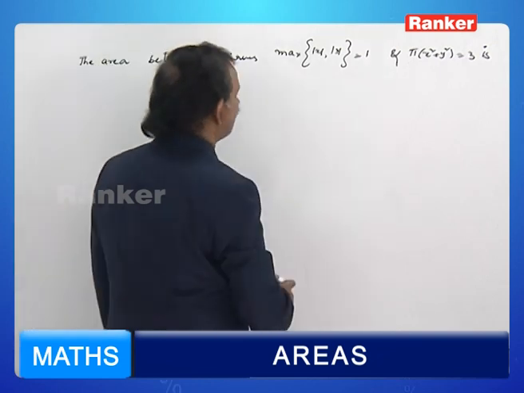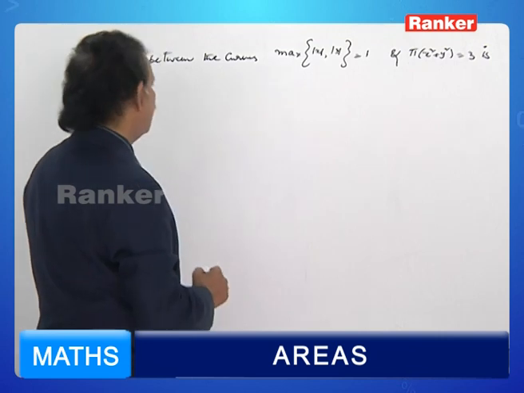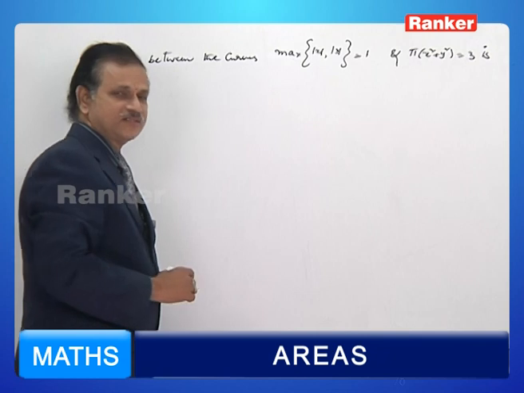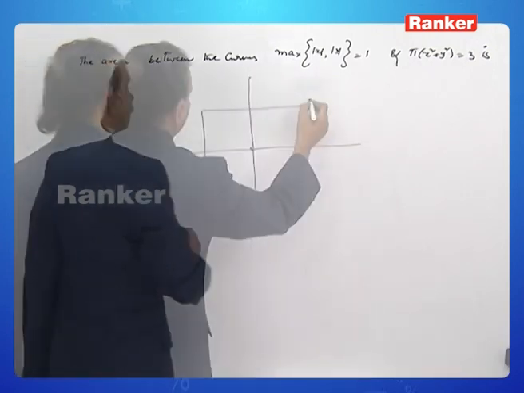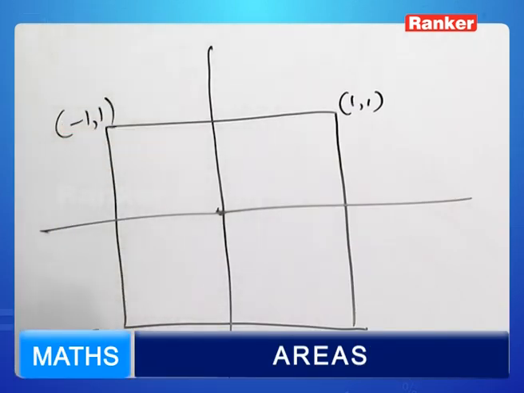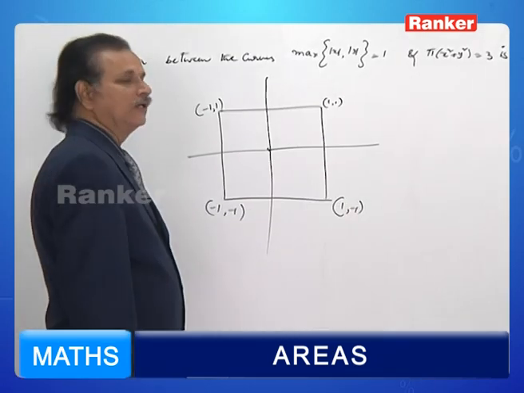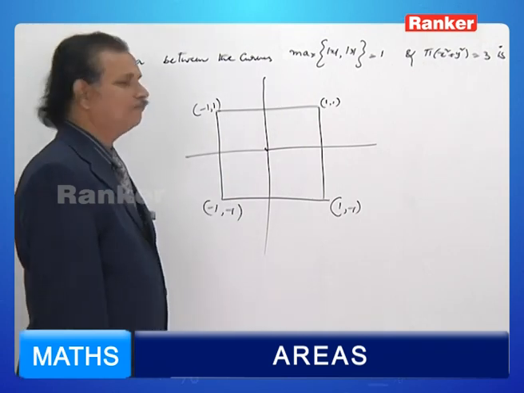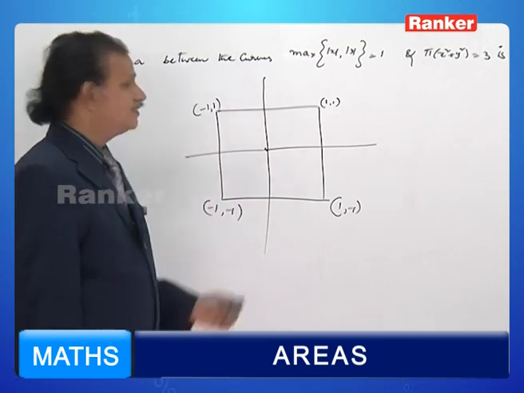Maximum of mod x and mod y is equal to 1 means this locus is just nothing but a square whose vertices are plus or minus 1, plus or minus 1. That is (1, 1), (minus 1, 1), (minus 1, minus 1), (1, minus 1). Wherever you go, the maximum of mod x and mod y is 1. So, this is the locus. This is the curve.